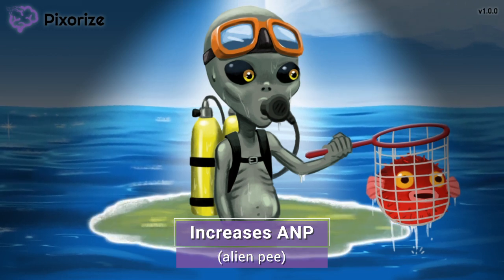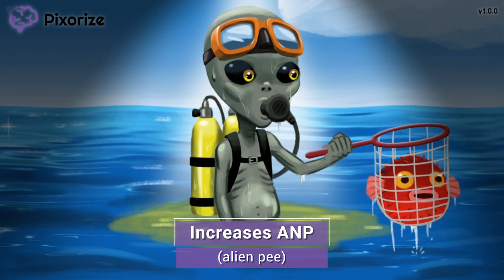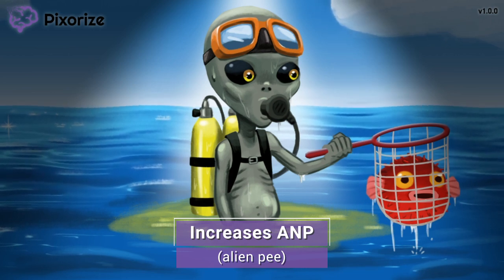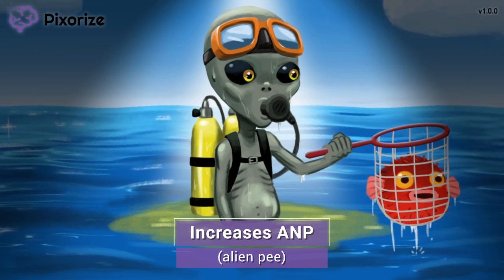Let this alien pee remind you of ANP, which stands for atrial natriuretic peptide. ANP is a hormone typically produced by the atria of your heart that decreases blood pressure through peripheral vasodilation, natriuresis, and diuresis. This makes sacubitril useful for treating volume overload in heart failure.